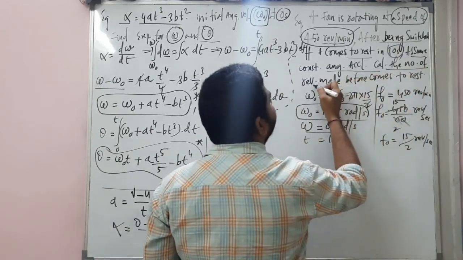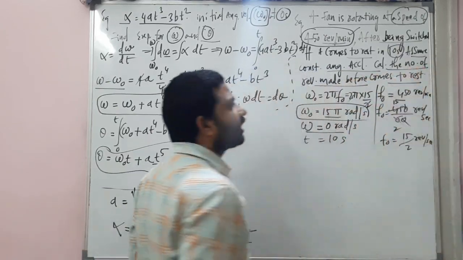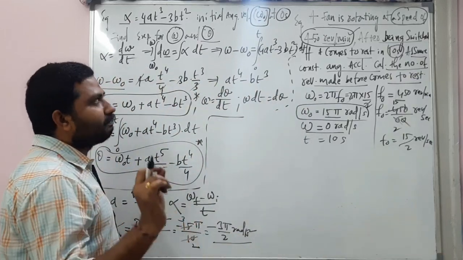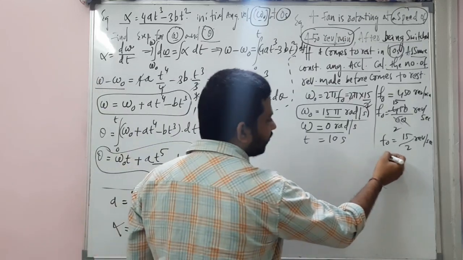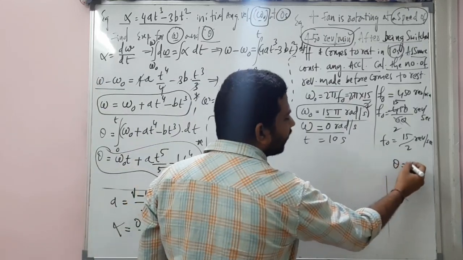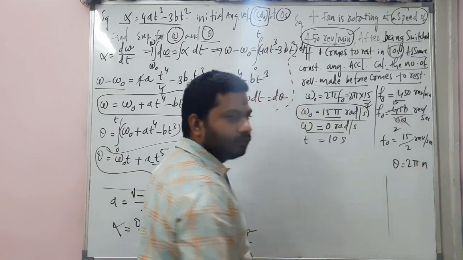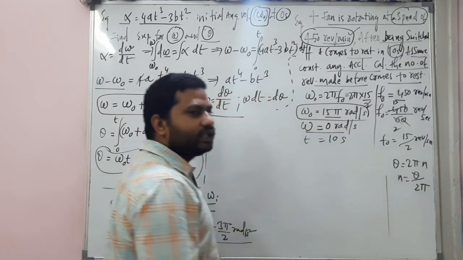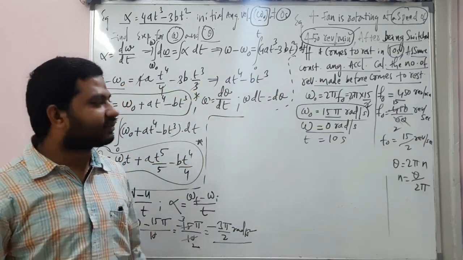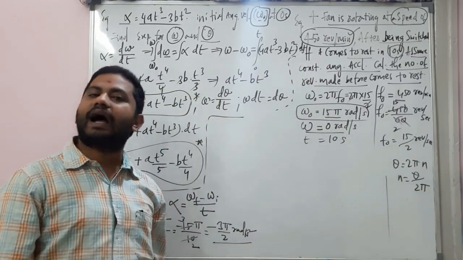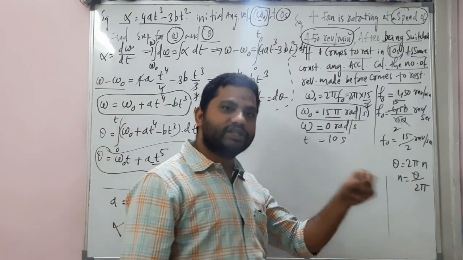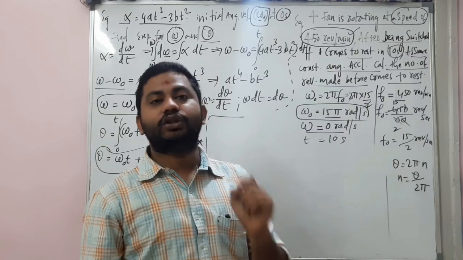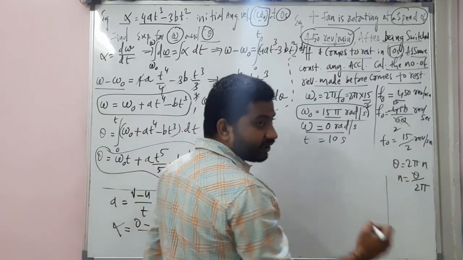Calculate the number of revolutions made before it comes to rest. I have told you so many times, my dear students, about the number of revolutions. Theta is equal to 2 pi n, so n is equal to theta by 2 pi. I told you that in JEE exams and in NEET exams, questions like these were asked, finding the number of revolutions. I'll give you some assignment questions also. You have to do them and send them through WhatsApp after the class immediately.